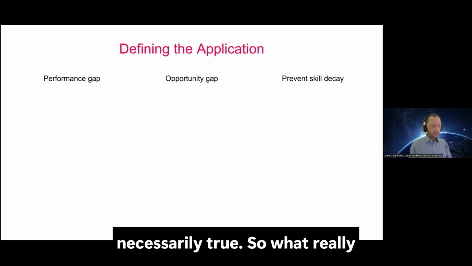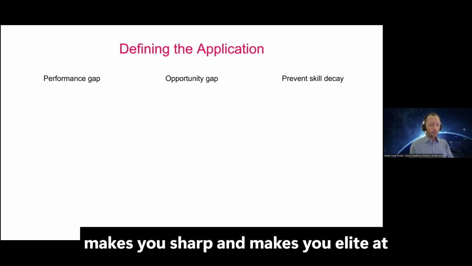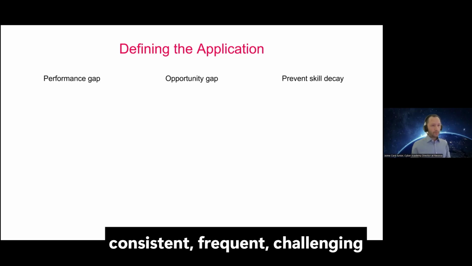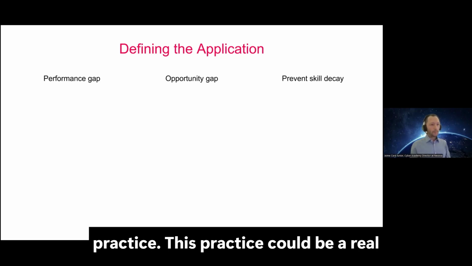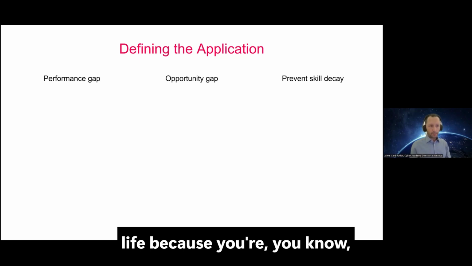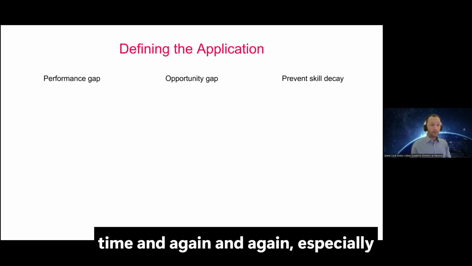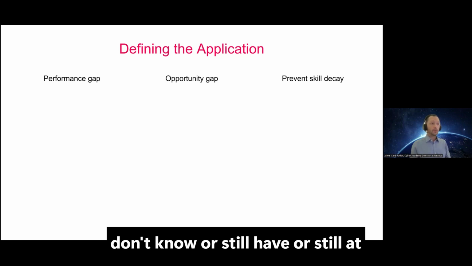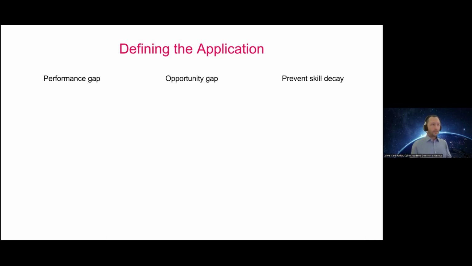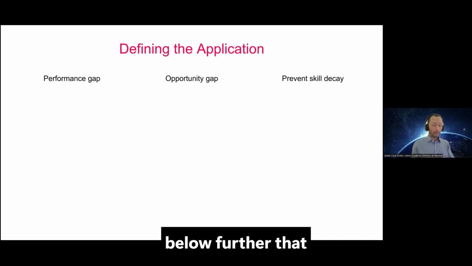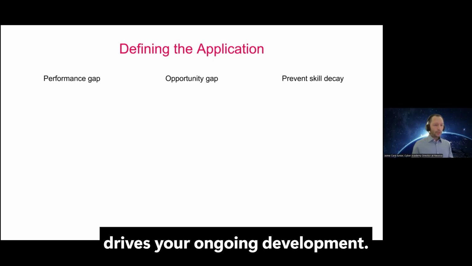What really makes you sharp and elite at whatever it is you do is consistent, frequent, challenging practice. This practice could be real life, because you're challenged day to day, especially with things that you still don't know, at the edge of your current knowledge and skill, or maybe slightly beyond. That drives your ongoing development.